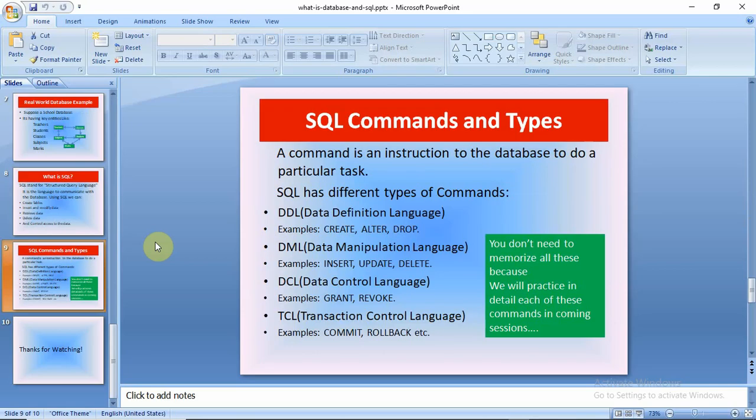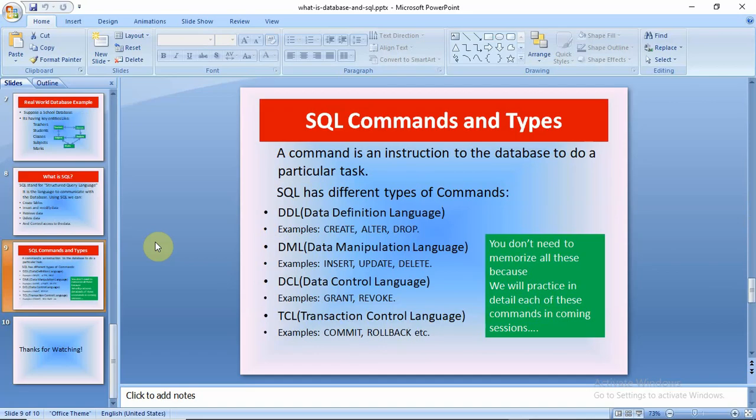Number 2 is DML or data manipulation language. So the examples of DML are insert, update, delete. Now number 3 is DCL or data control language. The examples are grant, revoke. Number 4 is TCL or transaction control language, and examples are commit, rollback.